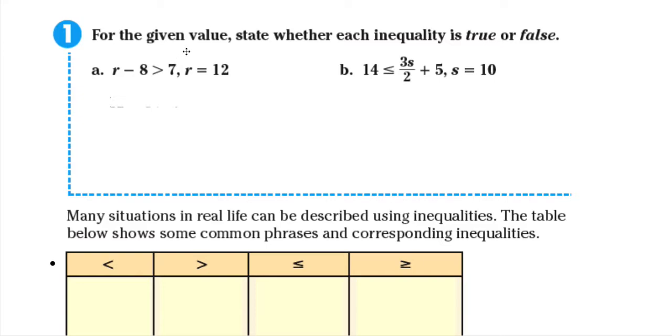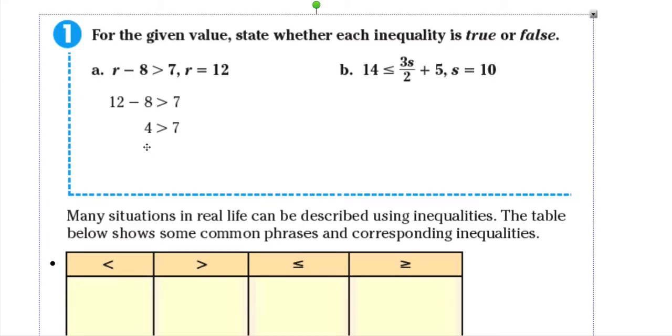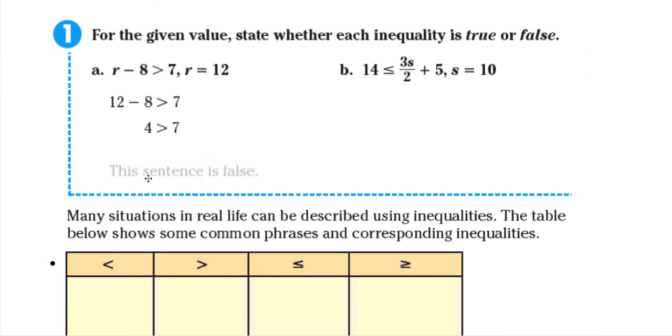For a given value, state whether each inequality is true or false. Again, we only substitute 12 for r and see if it's true or false. If we substitute 12 for r, this is what we get: 12 minus 7 is greater than 7. And we know that 5 is not greater than 7. This is obviously false. This sentence is false.